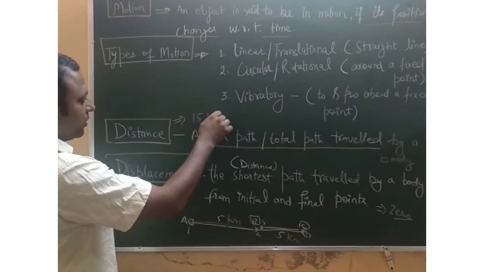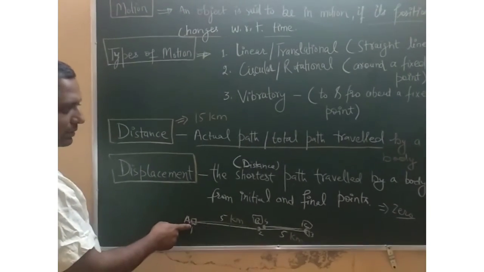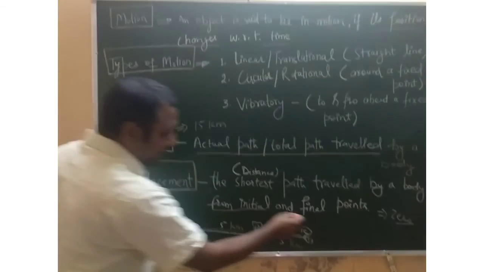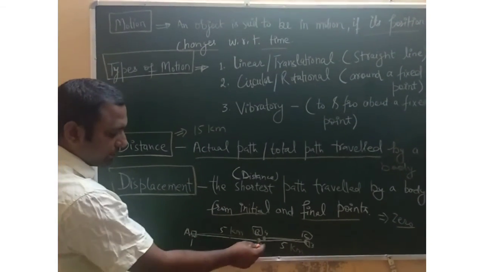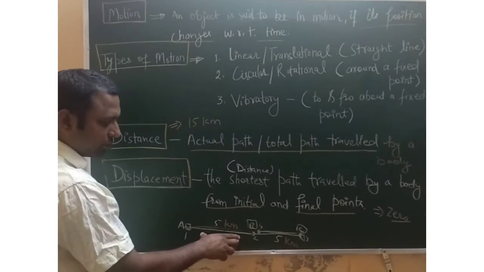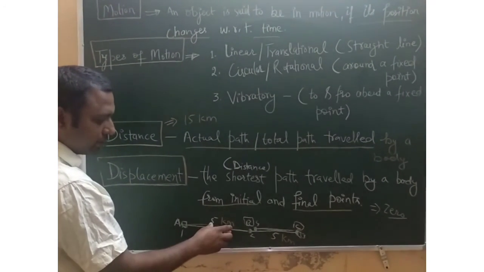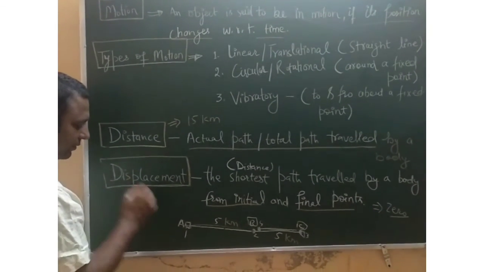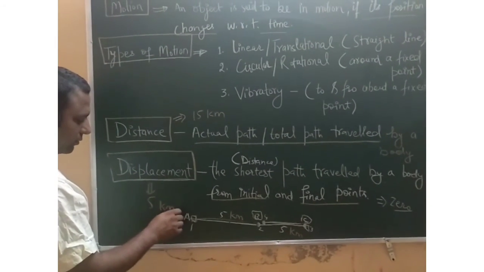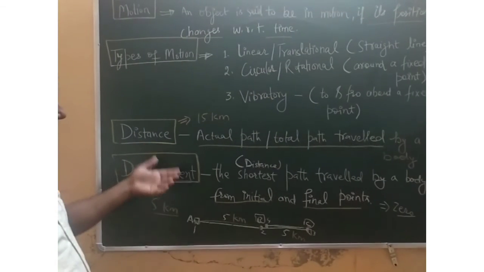Now what about displacement? We have to consider the initial and final points. This is A and this is B. What is the shortest distance between them? It is 5 km. So for this example, the displacement is 5 km. So we can find distance and displacement like this.